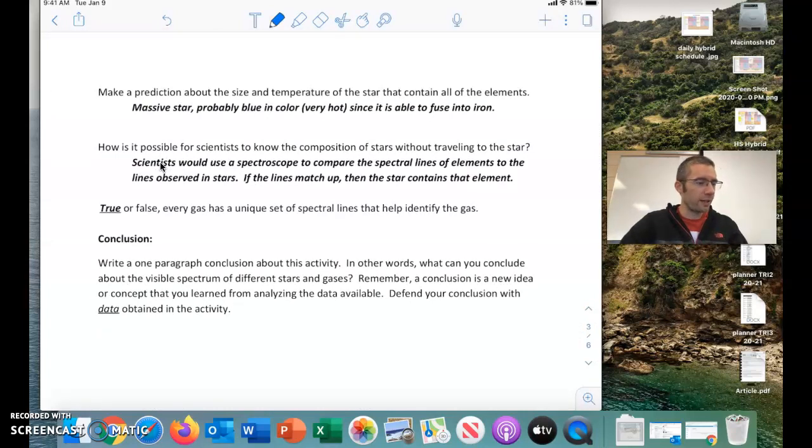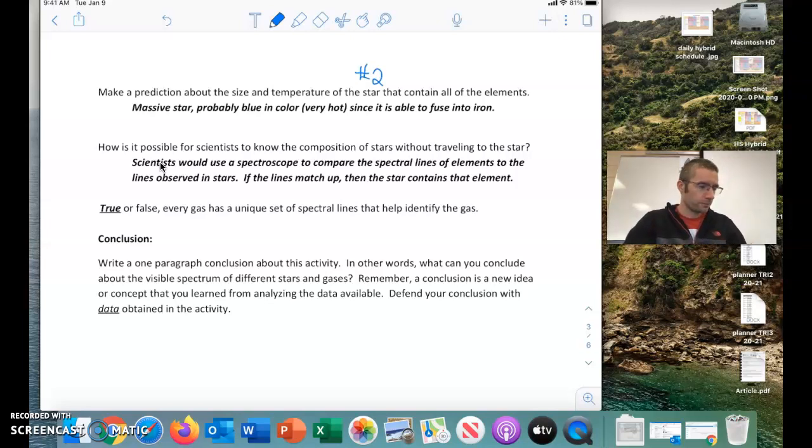Moving on to the next one, it says make a prediction about the size and temperature of star number 2, because it has all those elements. Again, I don't necessarily think that you were going to get this right away, so change your answers to these two as we go through them. But hydrogen and helium are the lightest elements on the periodic table, and in order to get bigger and bigger elements, what happens is this process of nuclear fusion. Atoms of elements crashing into each other, instead of bouncing away, fuse and make something bigger.